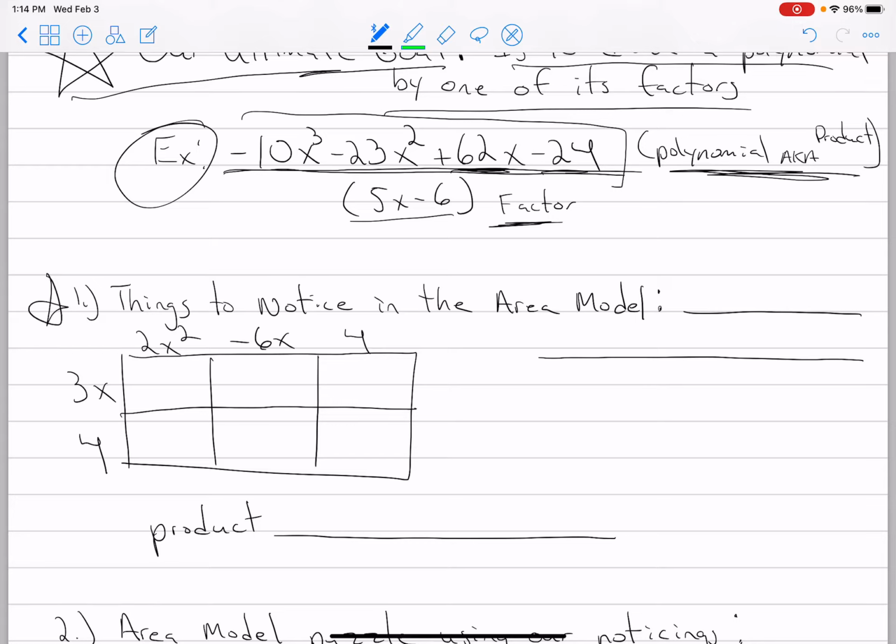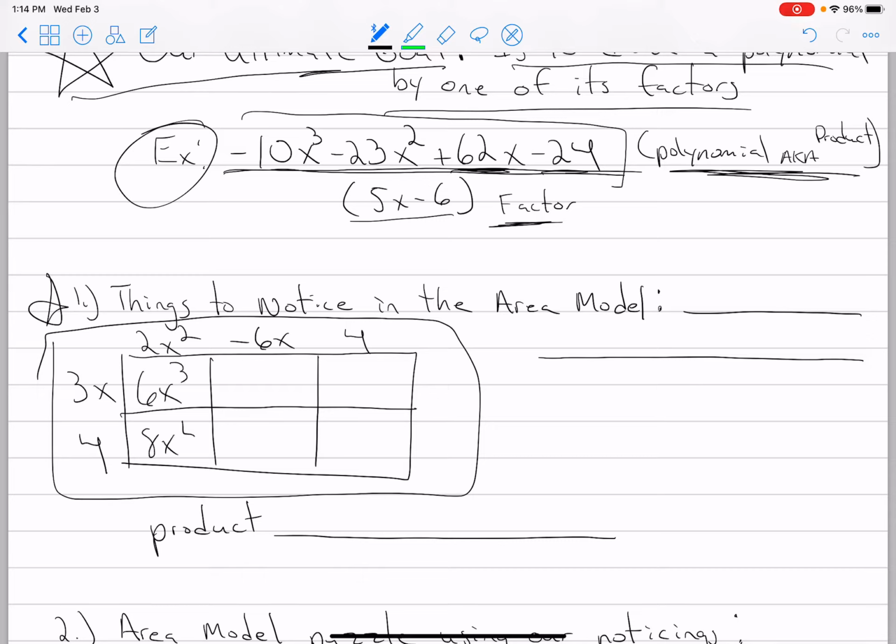There are some things that you need to notice in the area model. So let's just draw this area model right here. Why don't you go ahead and draw that? Cool, you did it. Now go ahead and multiply it out, please. Cool, you did that before I did it. So what is this? 6x cubed, 8x squared, negative 18x squared, negative 24x, 12x, and 16. You should have gotten the same thing.